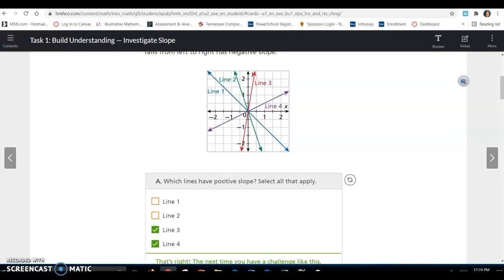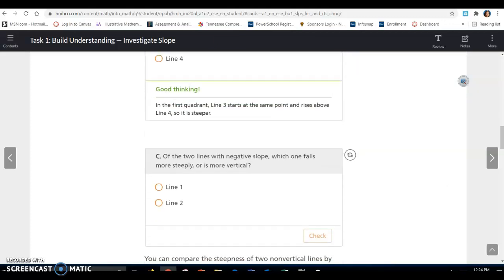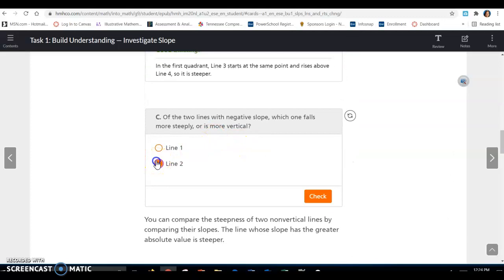All right, of the two lines with negative slopes, which one falls more steeply? Okay, so lines 1 and 2 are going down. So we've got line 1, blue, is here, and green is here. You can see that the green line is much steeper, so line 2 is much steeper than the other line.